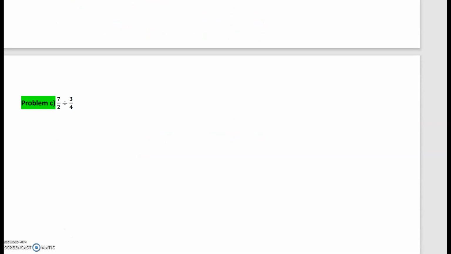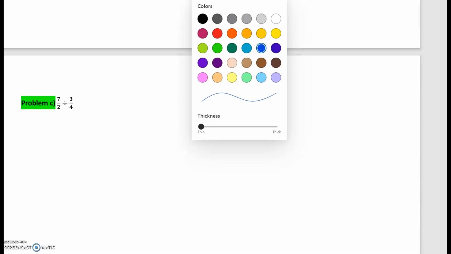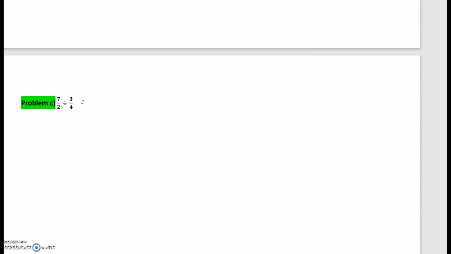Let's take a look at problem C. And in problem C, we're just going to say that this is 7/2 divided by the value of 3/4. And once again, remember that your division switches to a multiplication, and then don't forget to multiply times the reciprocal. So the reciprocal of 3/4 is 4/3. And then at this point, we're going to rewrite it as 7 times 4 over 2 times 3.